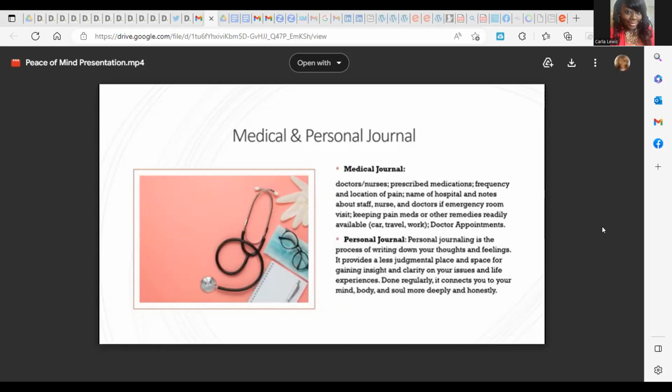Some journaling questions or writing prompts for your journal can be, what did I do to take care of myself today? Another one is, what can I do to improve my life? And the third one I'd like to introduce is, today I feel or felt, and then fill in whatever that is.